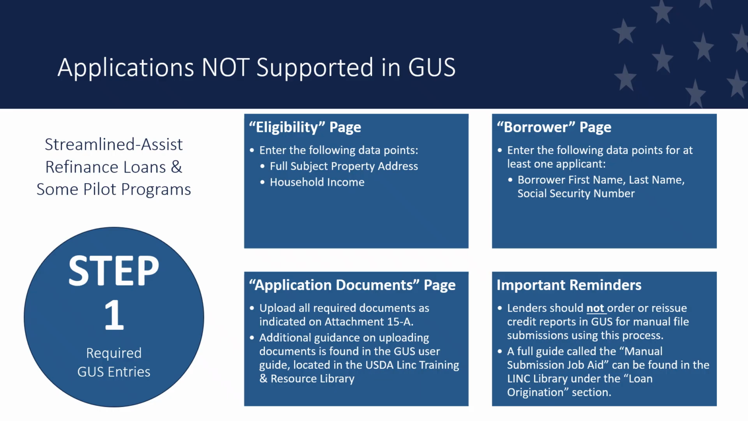Step 1 requires some entries to be made in GUS to establish the file. At a minimum, the lender will enter on the eligibility page, the full subject property address and household income. On the borrower page, the first and last name of the primary applicant and social security number. And on the application documents page, upload all required documentation as indicated on the 15A checklist. Lenders should not order or reissue credit reports in GUS for manual files.